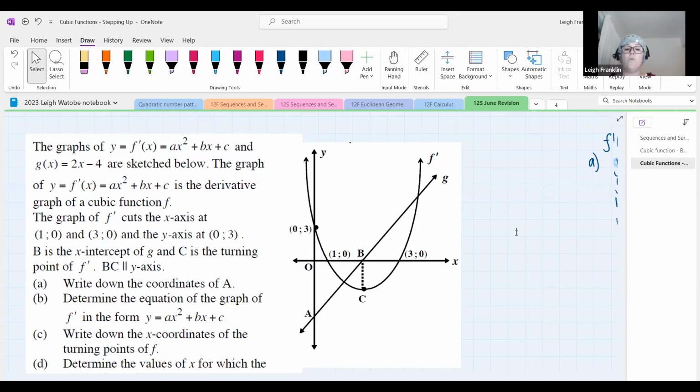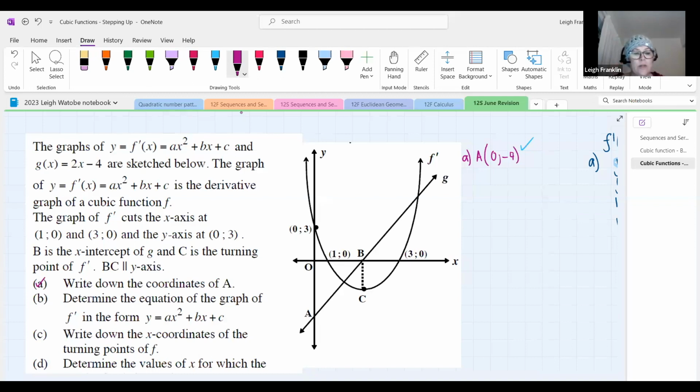The first thing that they want us to do, Matrix, is write down the coordinates of A. Can anybody tell me what are the coordinates of A? Yes, Nicole, go for it. The coordinates of A is 0 and -4. Beautiful, well done. And if they want coordinates, let's give them coordinates. We don't want to lose any marks on that.